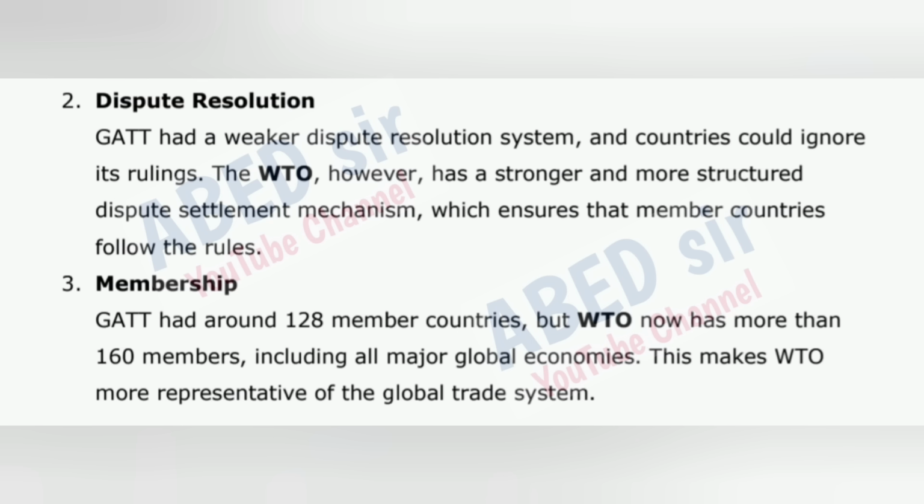2. Dispute resolution. GATT had a weaker dispute resolution system, and countries could ignore its rulings. The WTO, however, has a stronger and more structured dispute settlement mechanism, which ensures that member countries follow the rules. 3. Membership. GATT had around 128 member countries, but WTO now has more than 160 members, including all major global economies. This makes WTO more representative of the global trade system.